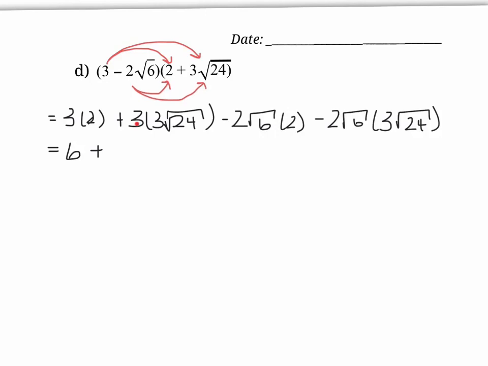Plus, let's take a look at the second guy. I have 3 times root 3 times root 24. And I know 3 times 3 is just 9. So I'm going to make this 9 root 24. And I'll deal with that later.